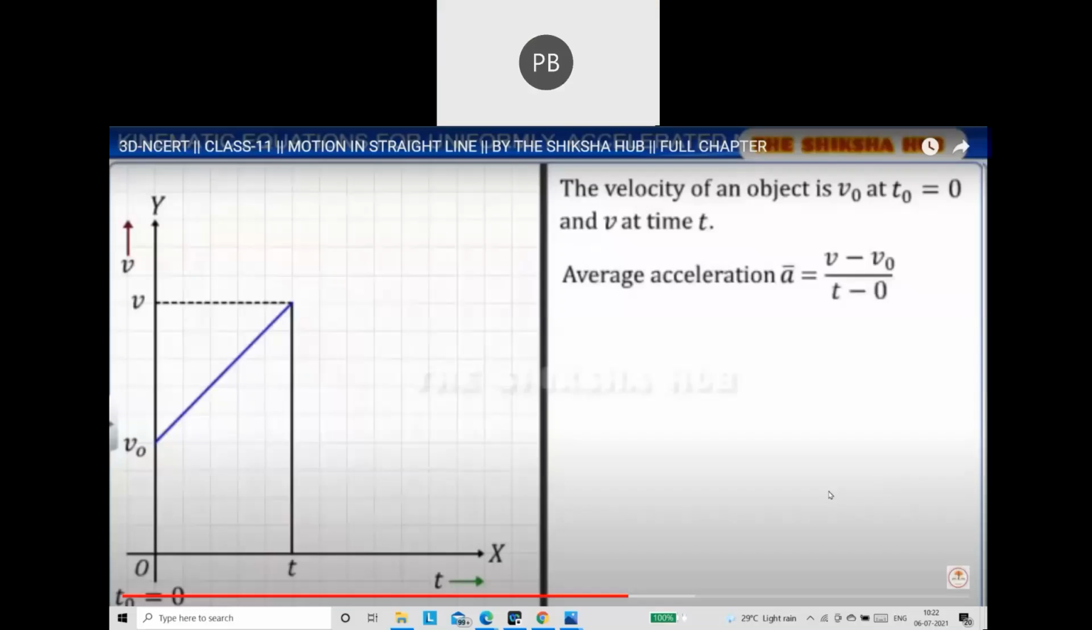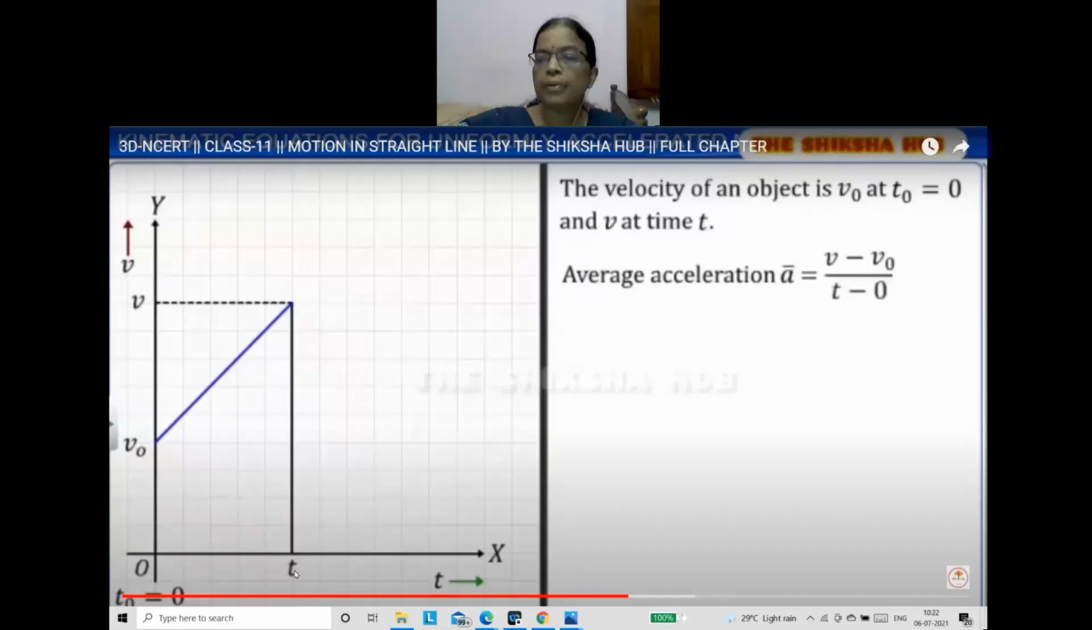Parvana, v0, t. At time 0, velocity is v0. At a time t, what is the velocity? That is the question.